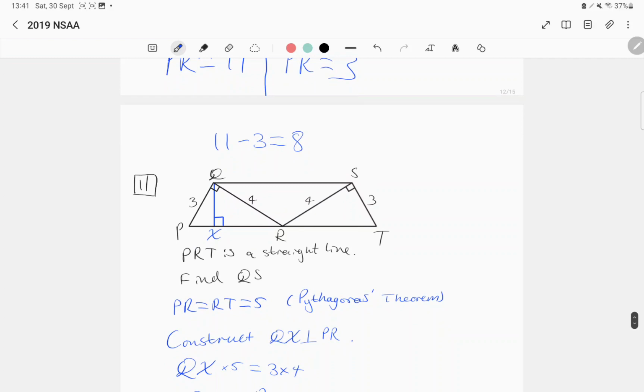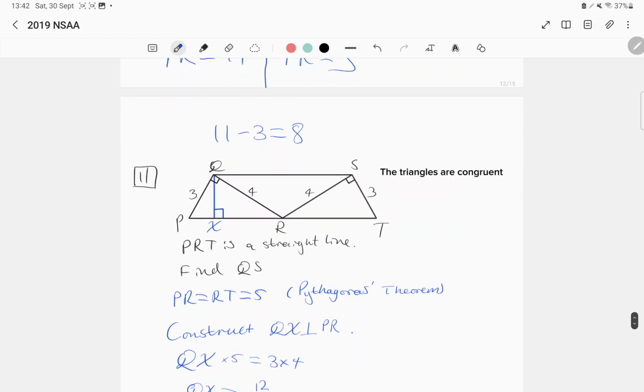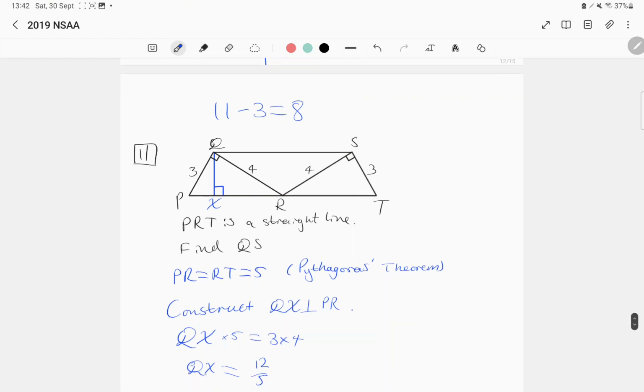You are given the diagram shown below with side lengths as written. PRT is a straight line. Find QS. Now, the first thing is to find PR equals RT equals 5 by Pythagoras' theorem. Then we can construct height QX perpendicular to PR. QX times 5 equals 3 times 4 because they're both twice the area of the triangle. Therefore, QX equals 12 over 5.